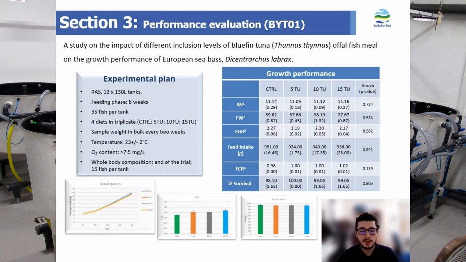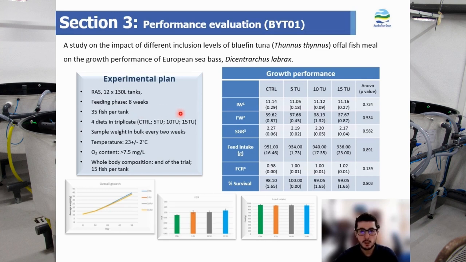As you can see from this slide, the first one that I will show you is a study that is part of a European project. The code is BIT01. It's a study of the impact of different inclusion levels of bluefin tuna offal on the growth performance of European sea bass, Dicentrarchus labrax. So, talking about the experimental plan, the study was conducted in a RAS system, comprising 12 tanks of 130 liters each. The feeding phase was performed for 8 weeks, and there were 35 fish per tank.